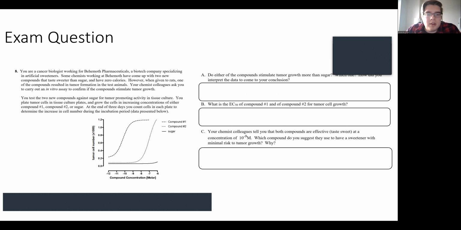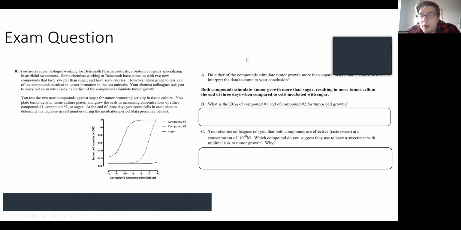All right. So once again, well, both. You can see that here. Clearly, sugar is the dark line. It makes very few tumor cells at almost any concentration. It starts to uptick at 10 to the negative 6, but both of the other 2 compounds start making tumor cells at much lower concentrations. So both make more tumors than sugar.